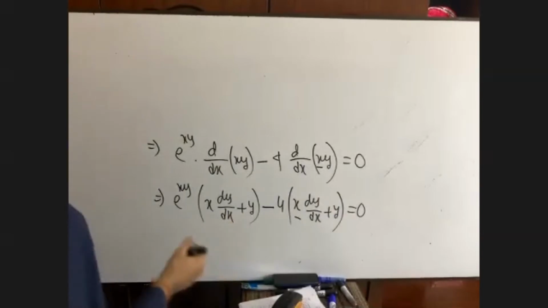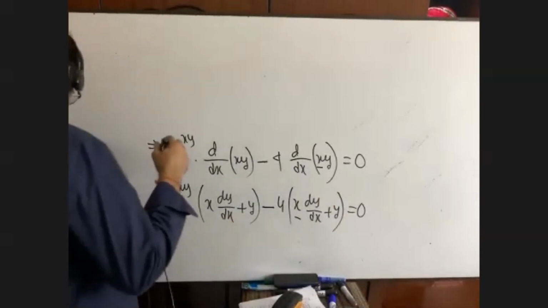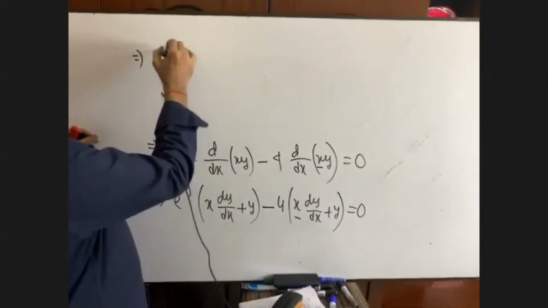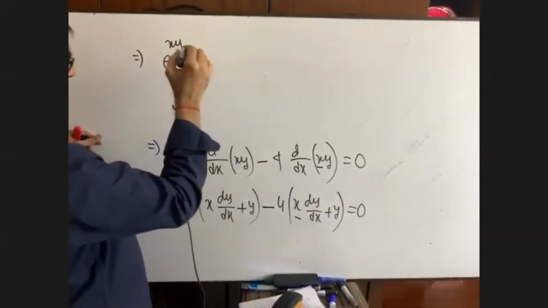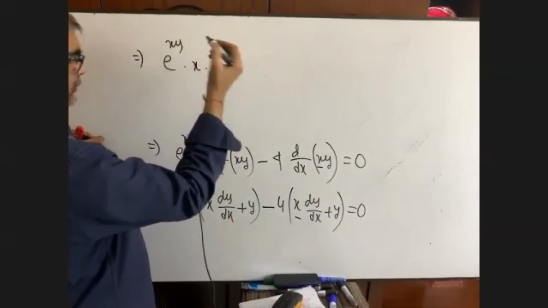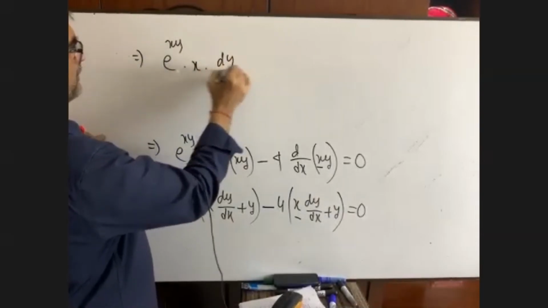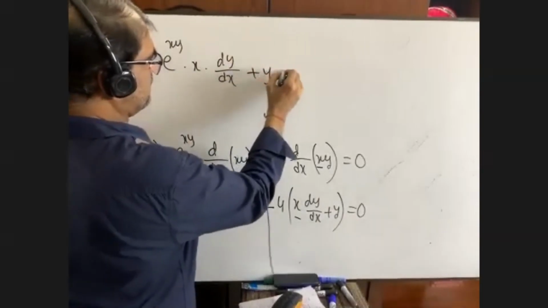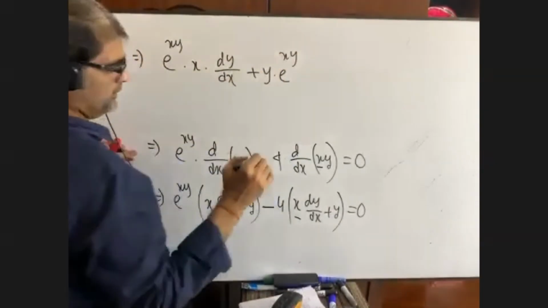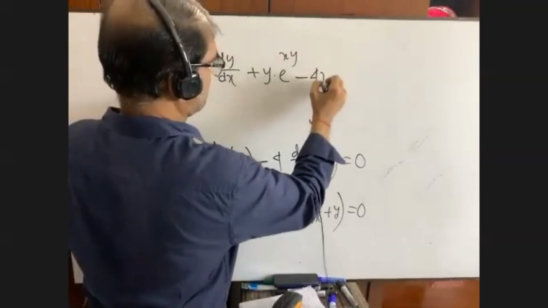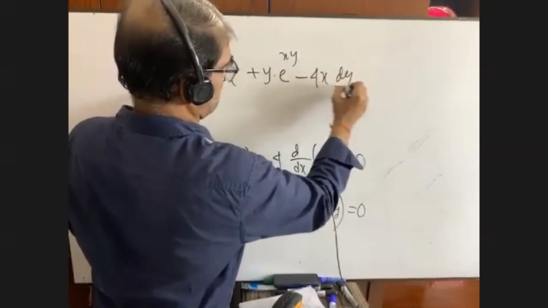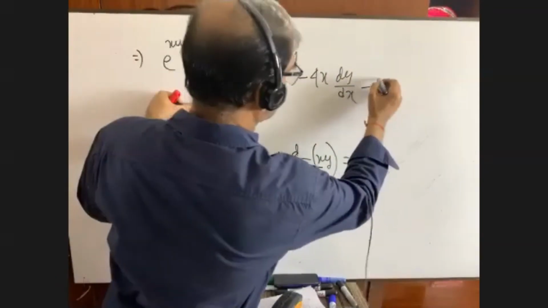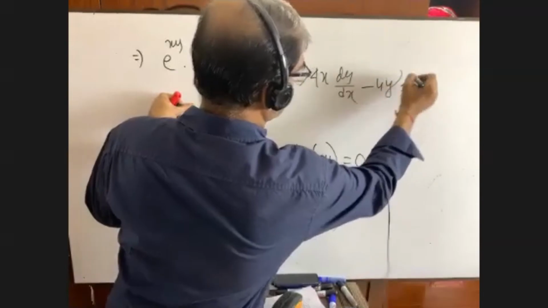Now, you see, we can multiply here e to the power xy into x dy by dx plus y e to the power xy minus 4x dy by dx minus 4y is equal to 0.